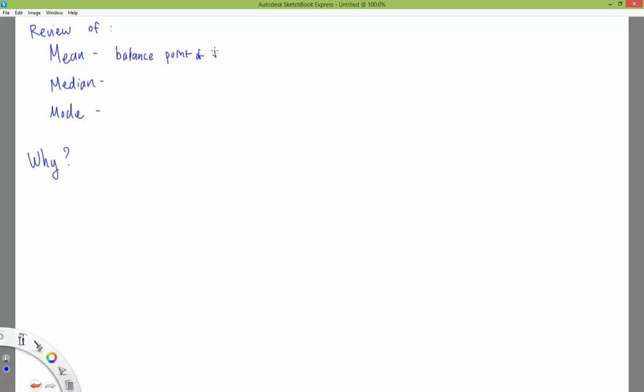Maybe to get estimates. Okay, to get estimates? Yes, the answer that I was looking for is we can summarize. We are summarizing all of our data with a single number, okay? The whole point of these different measures of center is to summarize a bunch of other numbers, a bunch of data, a set of numbers.